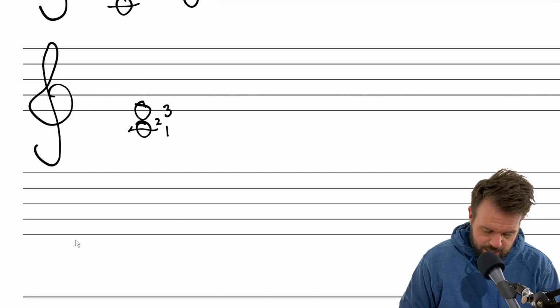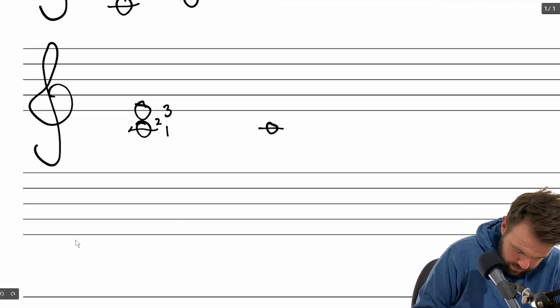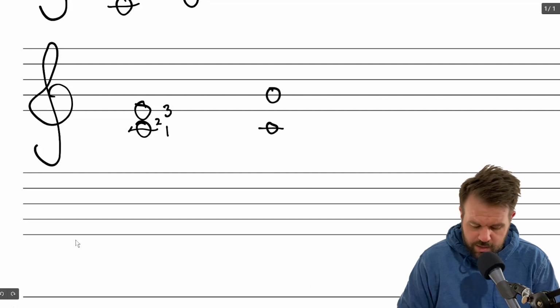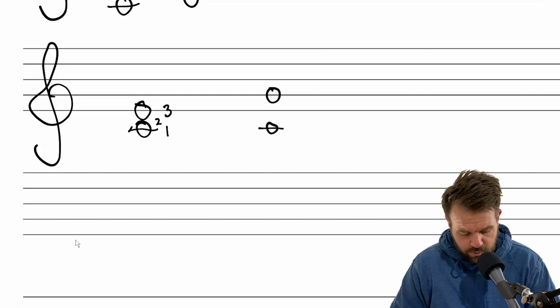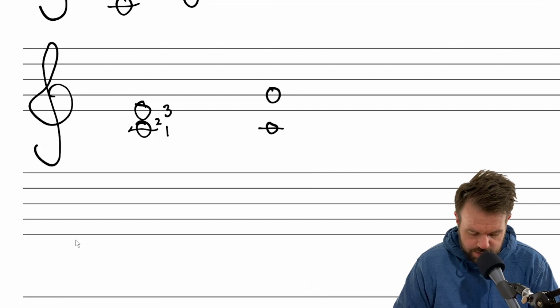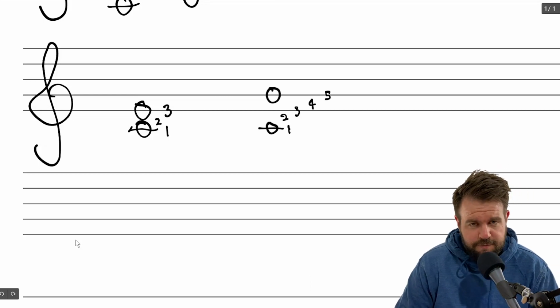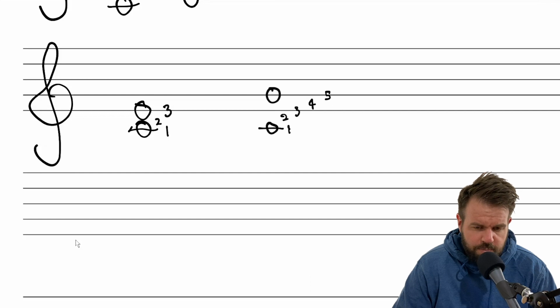So for example, let's do another one. Okay, so these two notes are C and a G. So if we count the distance, let's have a go. 1, 2, 3, 4, 5. Okay, this is a fifth, and it's what we call a perfect fifth.